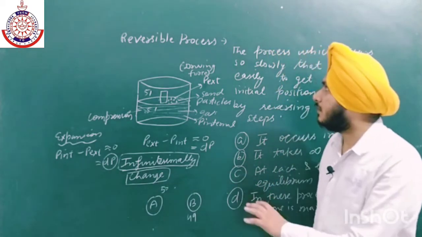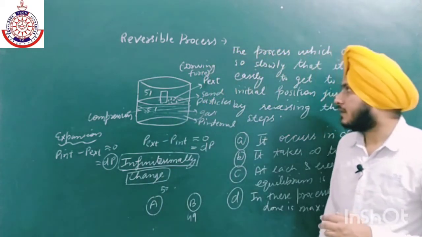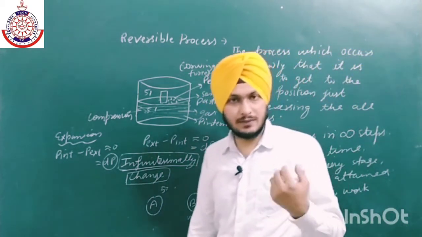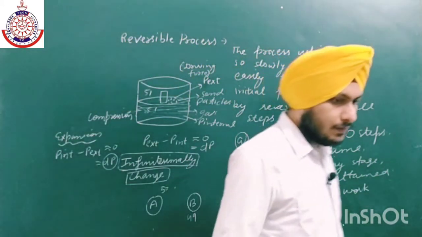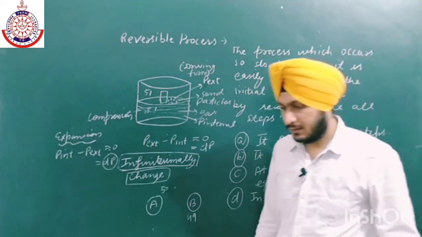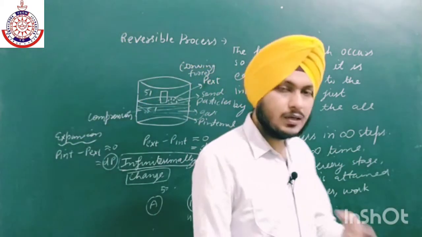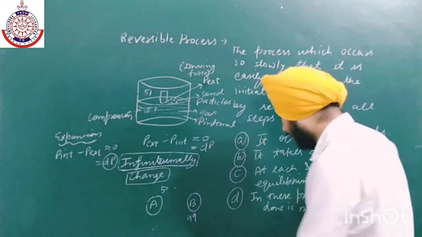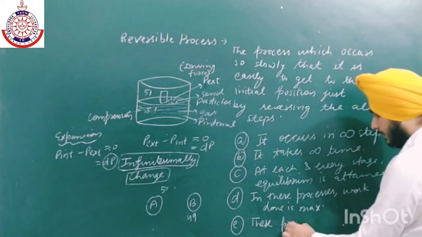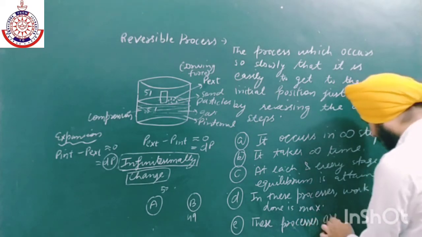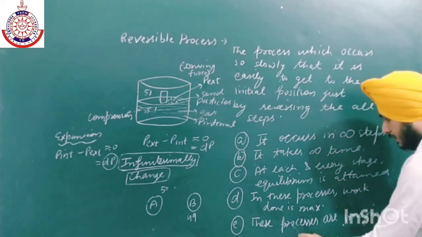So this is all about reversible process. Reversible process occurs in infinite steps, and we can easily get back to the initial position just by reversing all the steps, but it is not possible in our daily life, or these processes are hypothetical, because we all know that there is some change that takes place. We cannot get back to the initial position. So the last point is these processes are imaginary in nature.